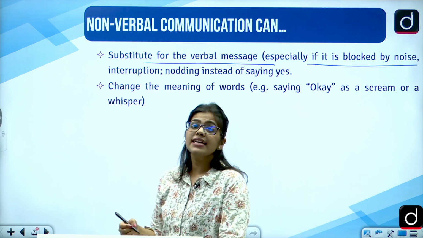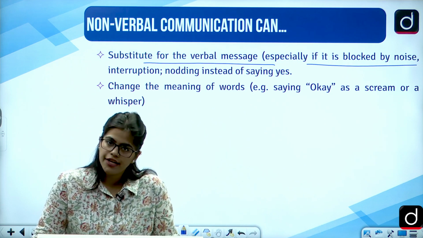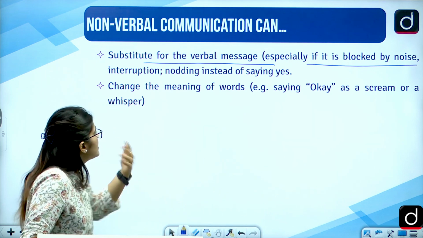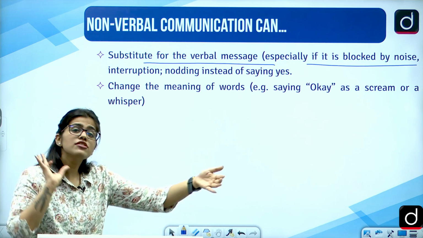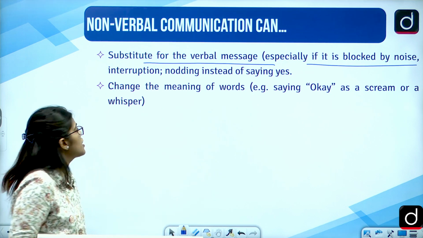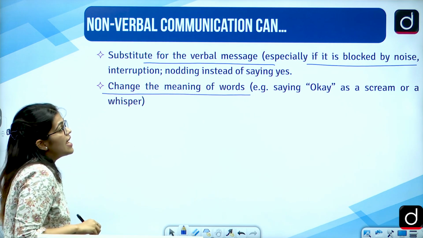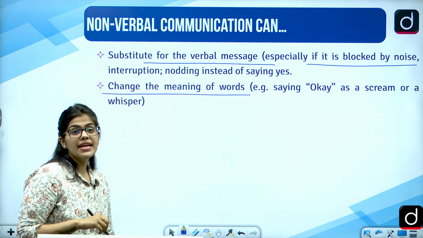So just saying yes can be said also in the form of nodding of the head. So you can replace, contradict, you can complement. These are a few important ways in which non-verbal communication is always attached in the communication. And also you can change the meaning of the words. Saying okay as a scream or a whisper can also indicate a lot.